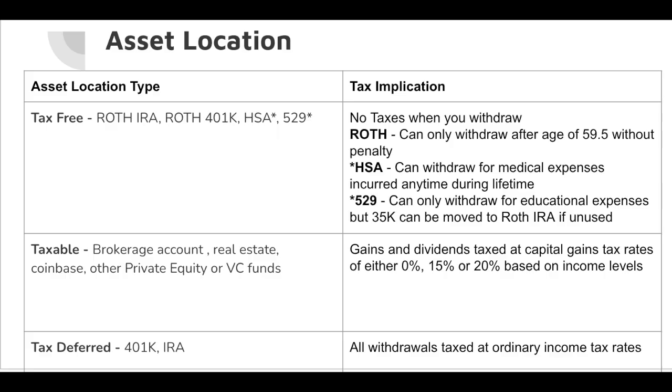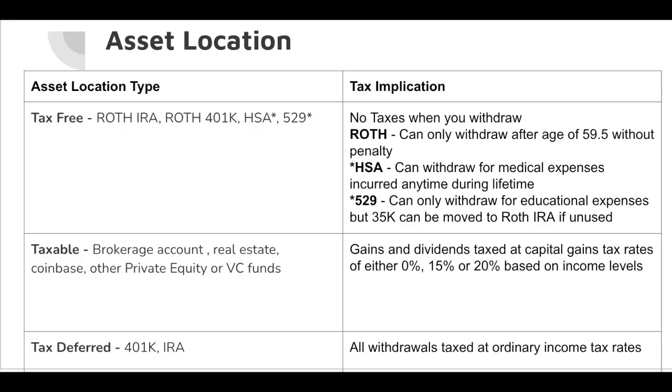Now, asset location is what type of accounts these assets are in. There are broadly three types of categories. You have tax-free, tax-deferred, and taxable. Now, tax-free, you invest after-tax dollars. When you withdraw the money, you don't pay any income tax. Now, these are awesome, but they offer you very limited options due to the restrictions on how much you can contribute to them.